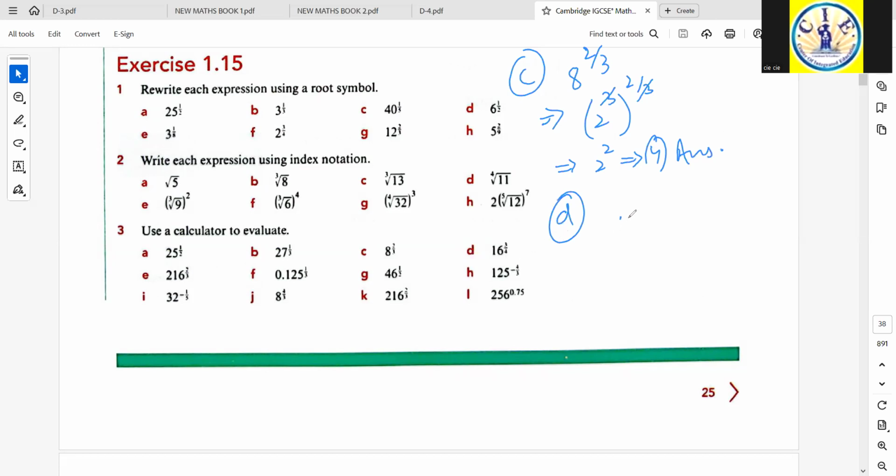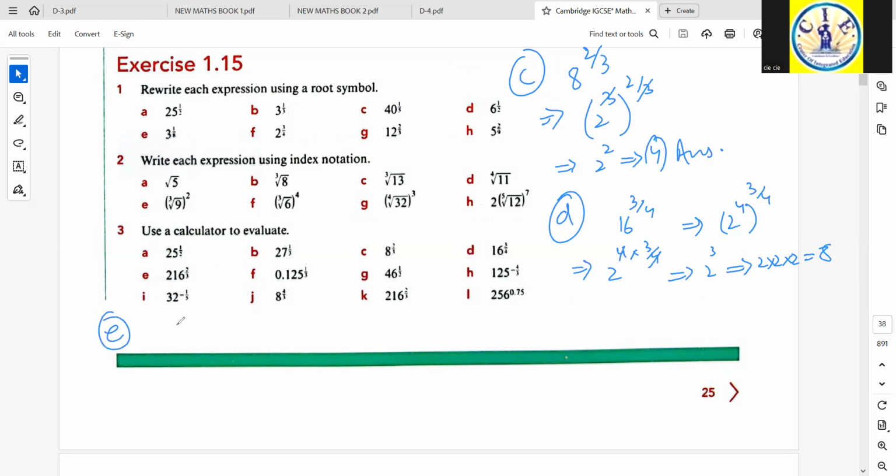Part D is 16 raised to power 3 by 4. We know that 2 raised to power 4 is 16, so it becomes 2 to the power 4, whole raised to power 3 by 4. You can directly cancel them out; at the back end, that's the law of indices: whenever a base has two indices, the indices get multiplied. So you can cancel the 4, and you are left with 2 raised to power 3, which means 2 times 2 times 2, that is 8. So that's how part D is to be done.